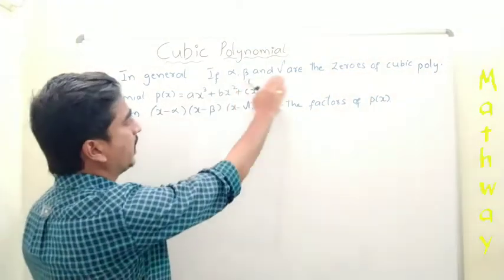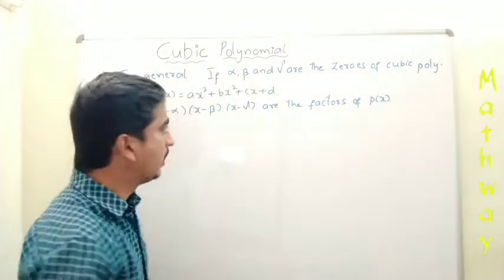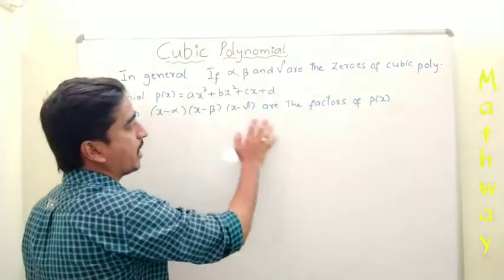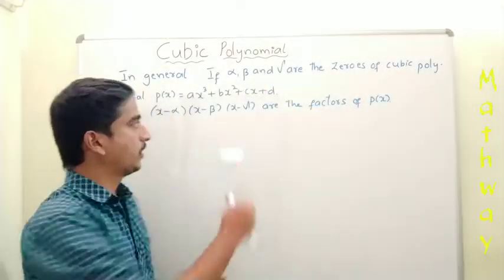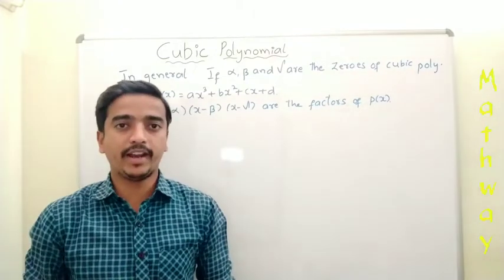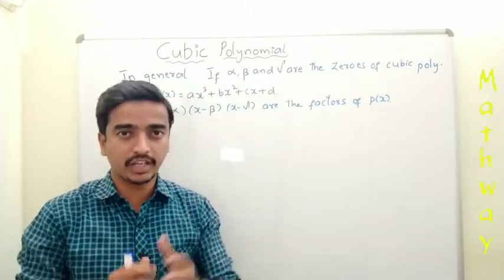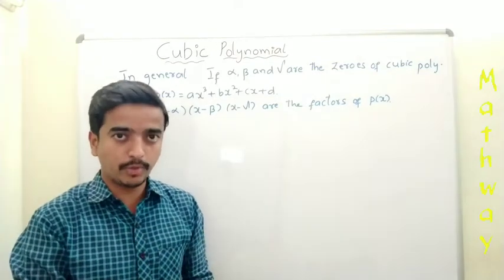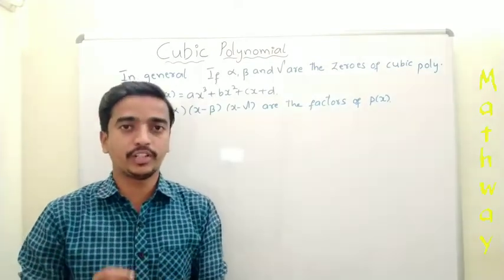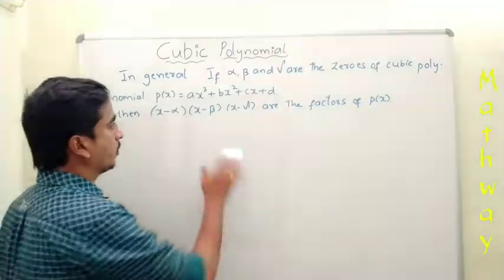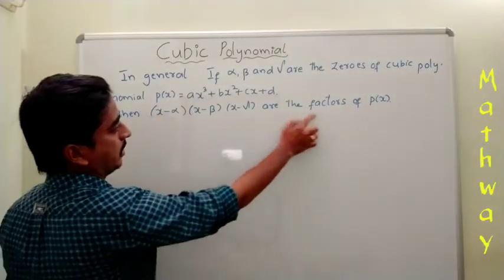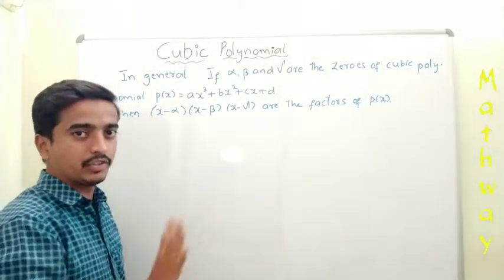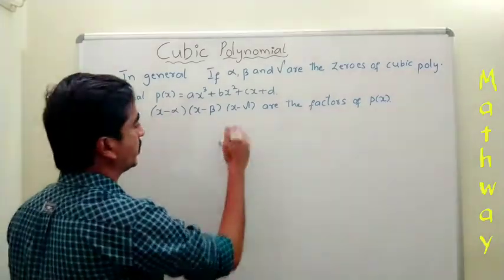If alpha, beta, gamma are the zeros of a cubic polynomial, then we can write x minus alpha, x minus beta, x minus gamma are the factors of this cubic polynomial. By using this, we can find the cubic polynomial when the zeros are given. And also we can find what is the relation between the zeros of the cubic polynomial and the coefficient terms in the polynomial. So now here these are the factors of the polynomial. It means the product of the factors gives the polynomial. So let us take the product of these terms.